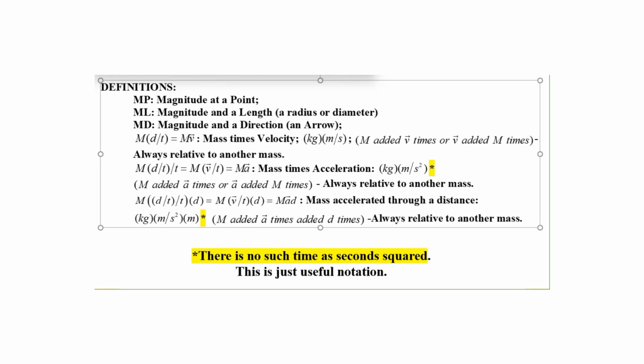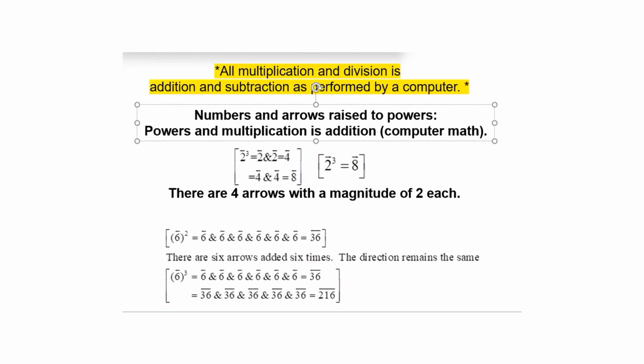And a mass times a distance divided by time times a distance is mass times a velocity divided by time times distance, or mass accelerated through a distance. This is kilograms meters per second squared times meters. It's mass added A times or added D times, always relative to another mass. All multiplication and division, as addition and subtraction, is performed by a computer.